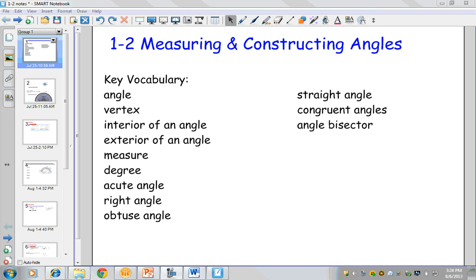All right, section 1.2, measuring and constructing angles. The key vocabulary is what you're looking at right now. Once again, we're not going to go over that term by term right now. That's what we're going to be doing in class. So pause it, write it down if you need to. If not, keep the video playing.